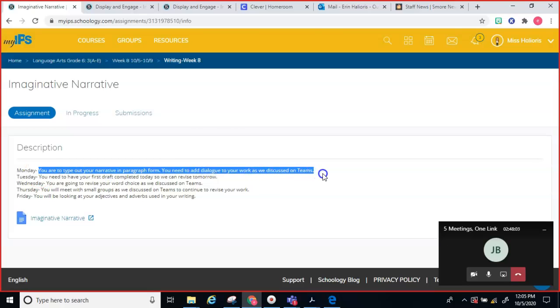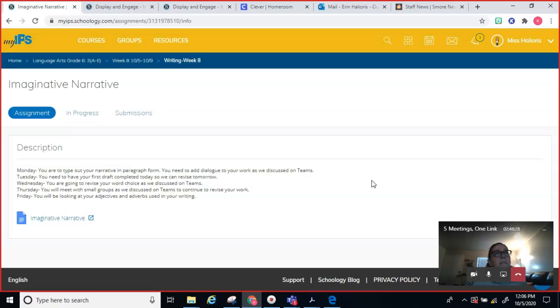You need to add dialogue to your work as we discussed on Teams. So right now, you are drafting. This is your first draft. You have 25 minutes until lunch. You need to be doing this. You need to be drafting. If you haven't done the first 4 pages of it, you need to finish that. Does everyone understand what you need to do? So we have to add dialogue and do our first draft.